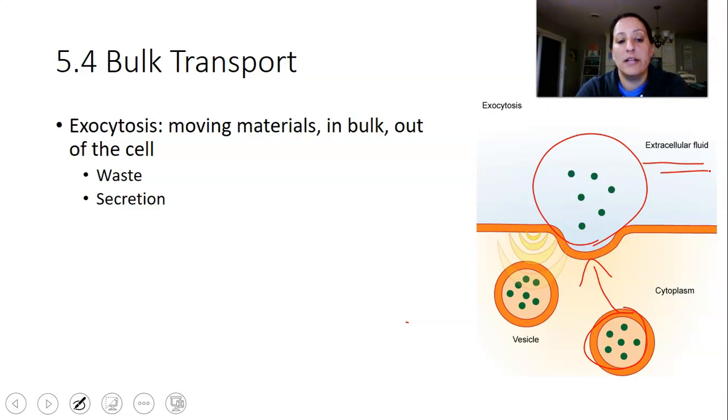So again, your cell might do this to get rid of waste products in bulk, or if it's a cell involved in secretion of things like hormones, it will employ this method, again called exocytosis. Requires energy. It's the bulk transport of materials out of the cell.